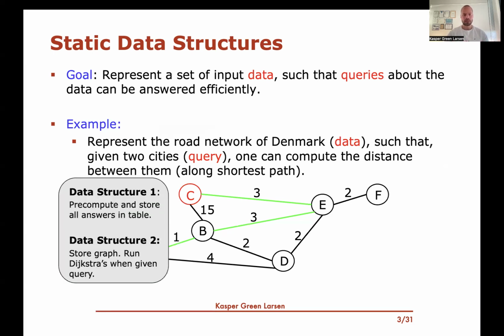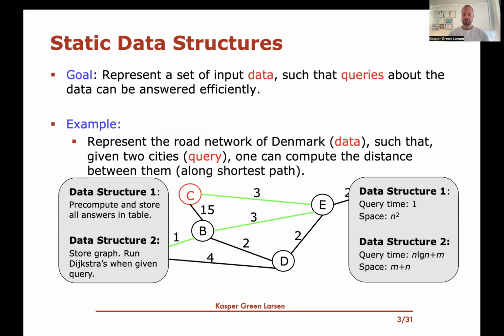Now, there are several different ways you could solve this problem. Here are two simple ones. The first data structure could just pre-compute and store the answer to all possible queries. So there's a query for every pair of cities. You just compute a big table and store all the answers. The second simple solution is to just store the graph as it is. And then when you get your pair of cities, you just run, say, Dijkstra's algorithm, or any other shortest path algorithm, to find the distance between the two cities.